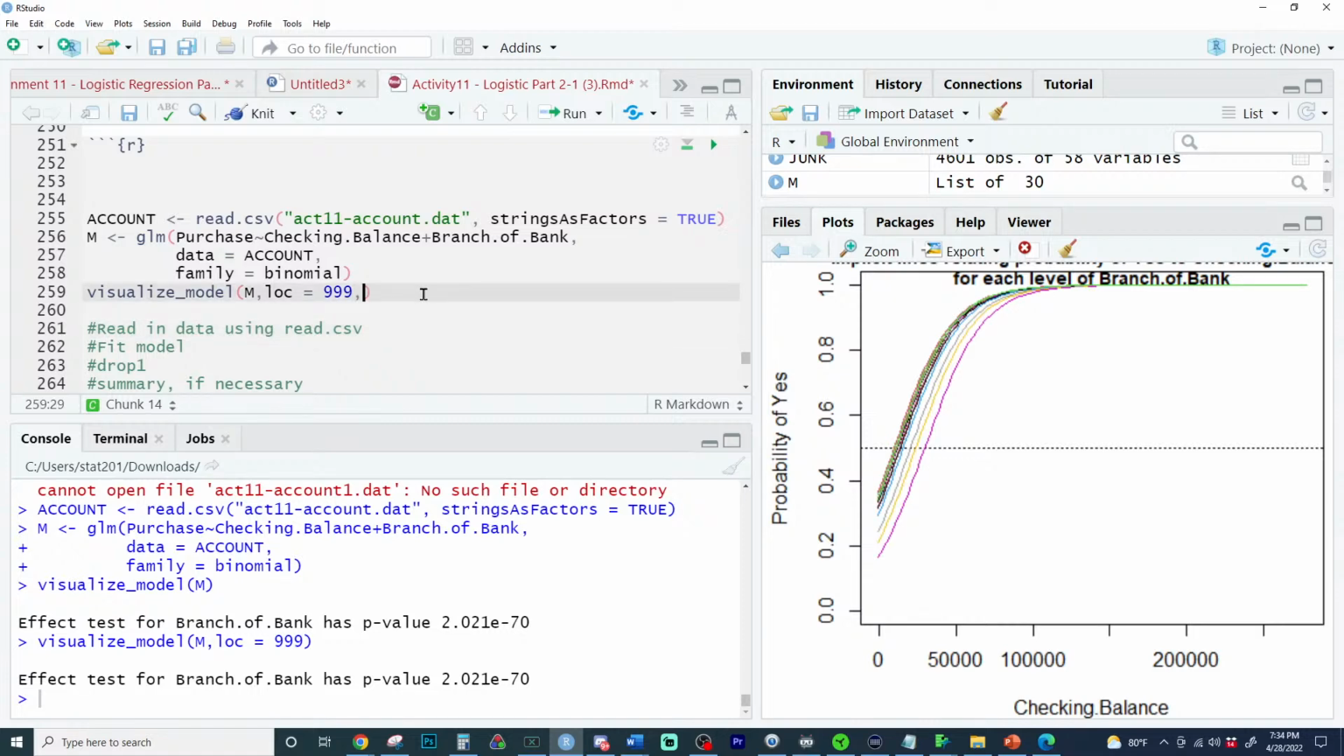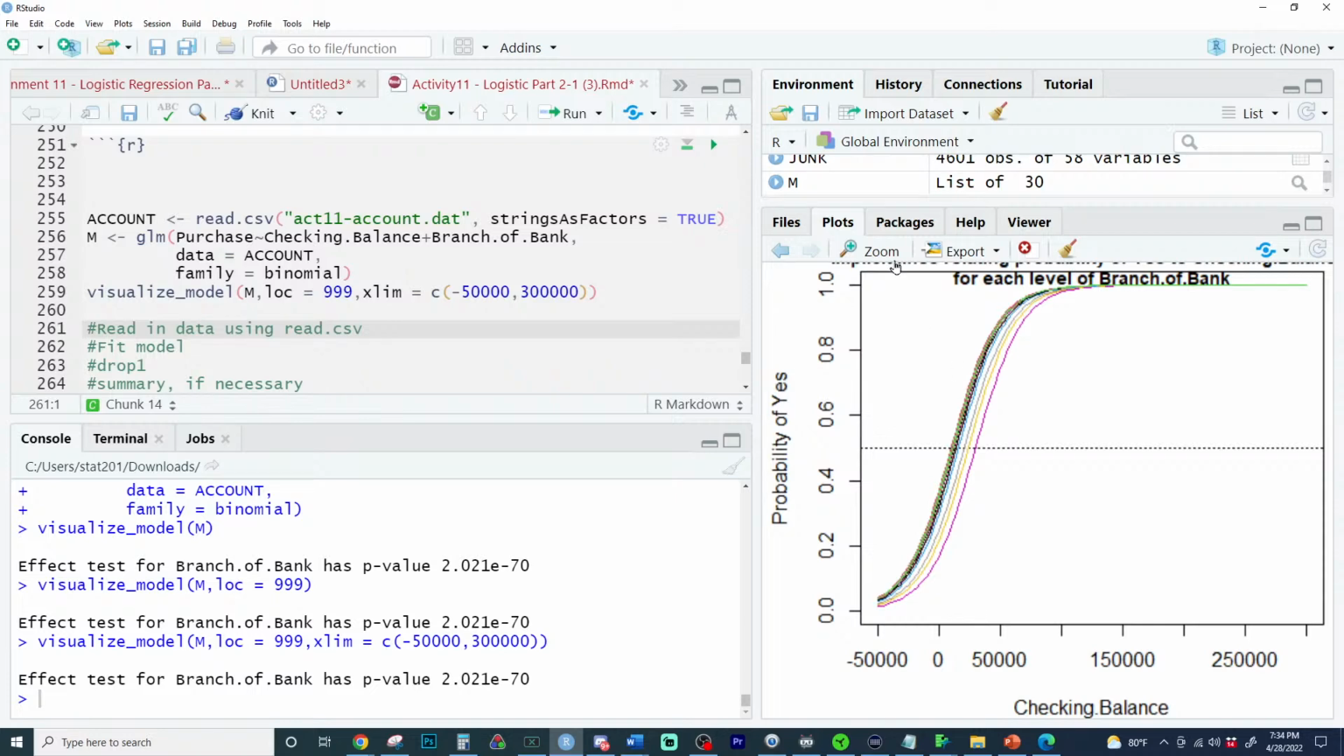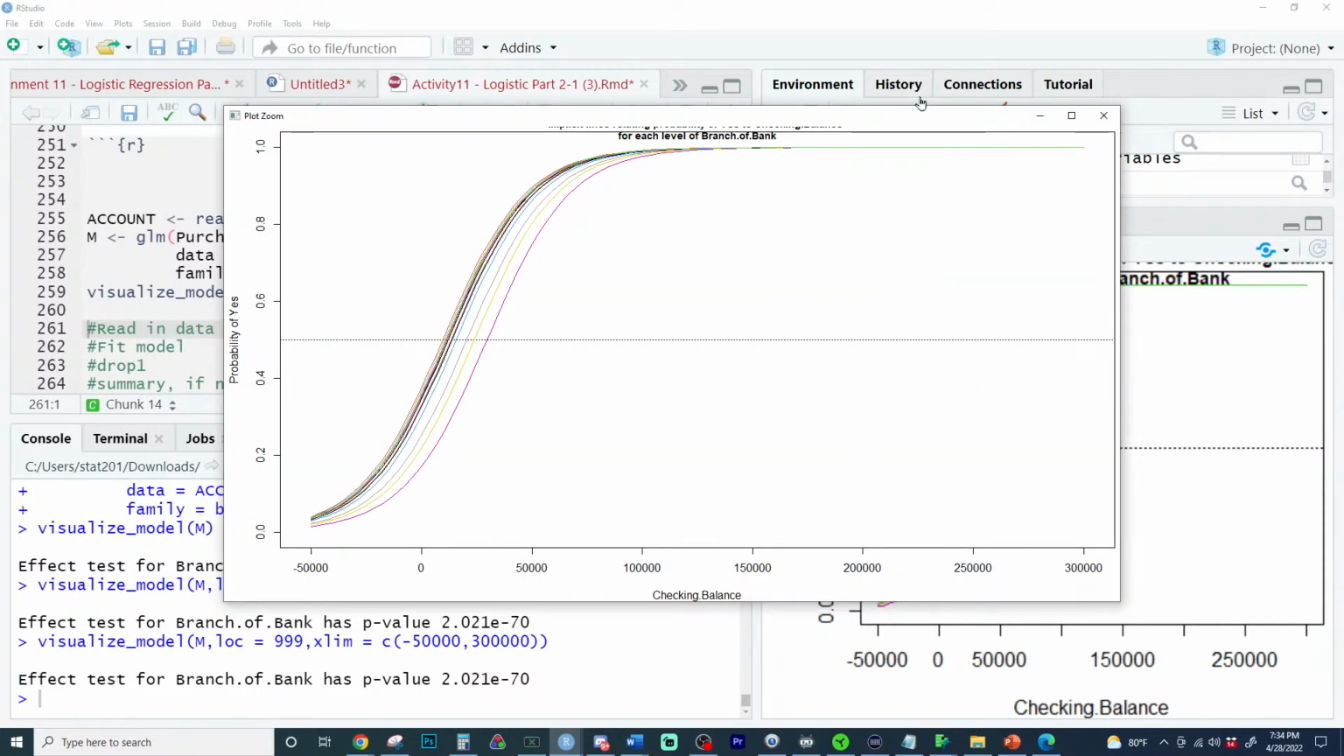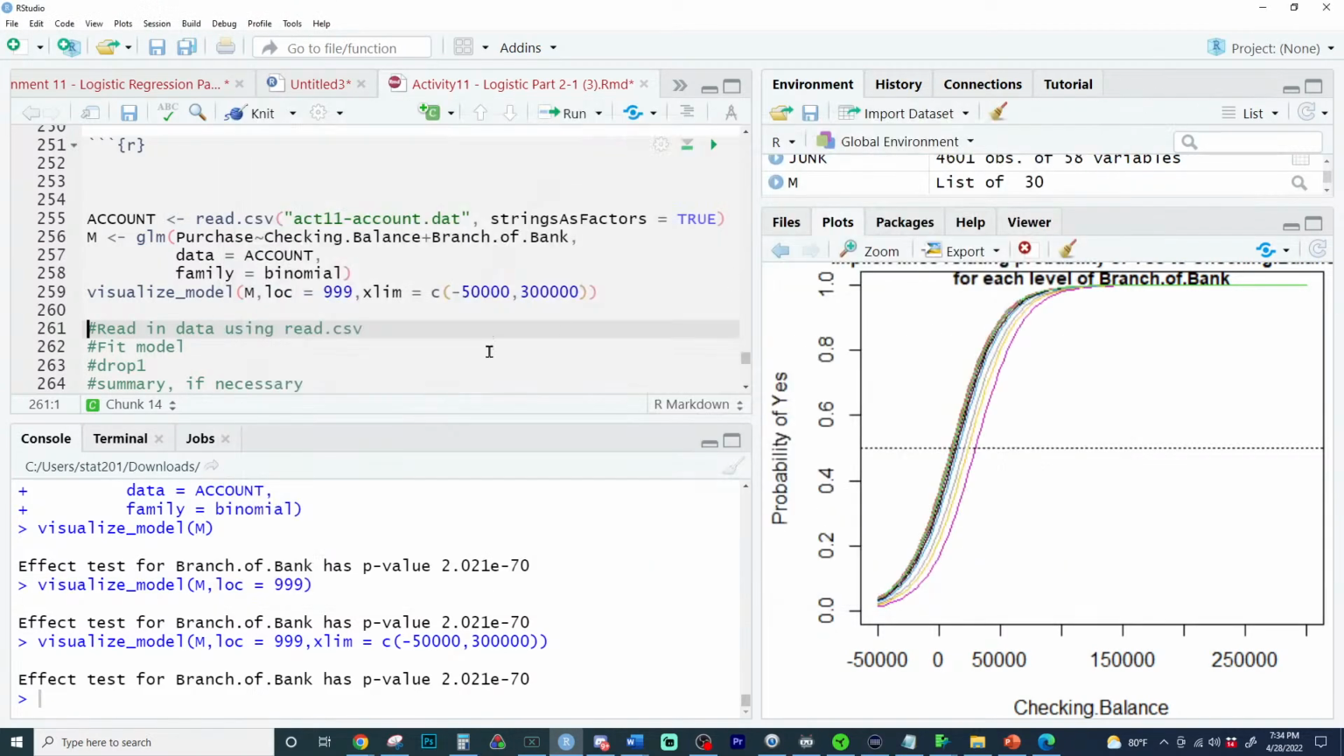Let's go here and go to xlim equals concatenate negative 50,000, oh, don't do that, and to 300,000. There we go. Look at that. We could probably zoom in a little more on this portion to the 100,000 mark. So let's do that.